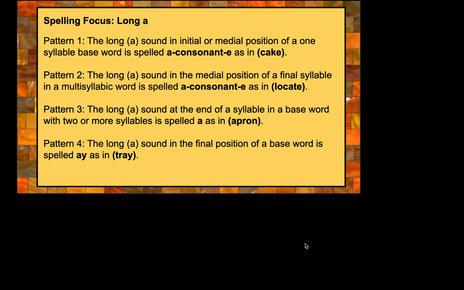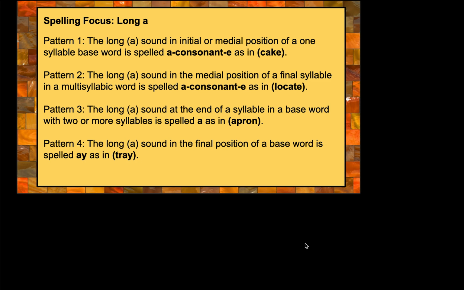The next pattern says the long A sound in the medial position of a final syllable in a multisyllabic word is spelled A consonant E, as in locate. So the difference between the word cake and locate is that cake has one syllable, but locate has two syllables, and you hear the A sound in the final syllable. The final syllable in locate is Kate, and you hear the long A sound in that final syllable of that word.